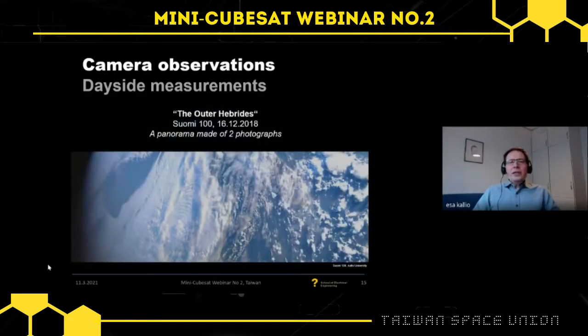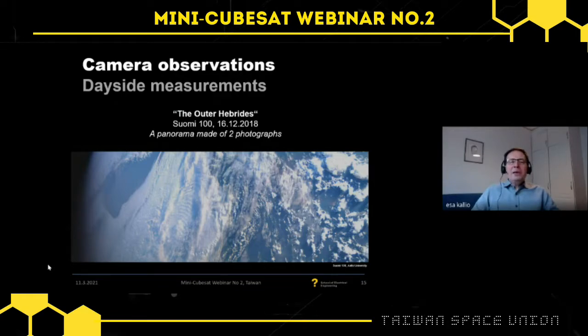In the previous picture, it was one photograph, but here you can see a panorama connecting 2 photographs. The name is the Outer Hebrides, a part in the north of Scotland. And what I wanted to show is that one problem in small satellites is the attitude control. It's very difficult to really control the attitude, and practically always there is some kind of uncontrolled rotation. But you can also use this feature.